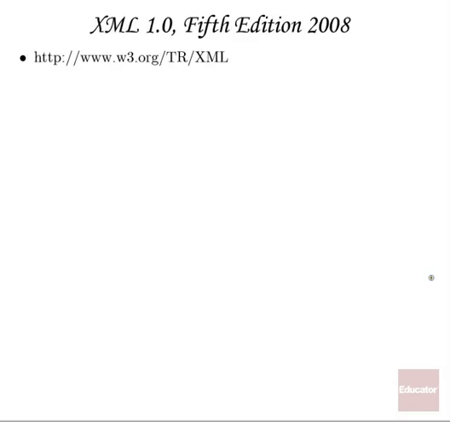In 2008, XML 1.0 was revised again. This 5th edition can be found at this web address here. w3.org is the World Wide Web Consortium website. And then XML is the page where you can find whatever the current version of XML is. The 5th edition of XML incorporated the language specification from the versions of XML 1.1 that preceded it. So this is the version that we're going to use, since we're not particularly concerned about server technology in this course.